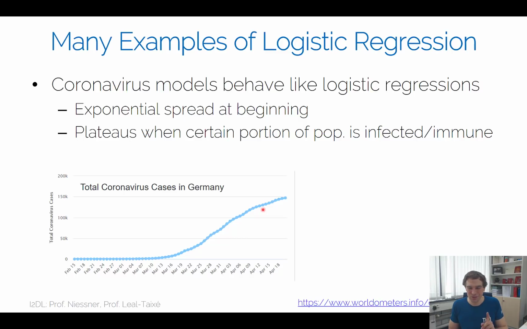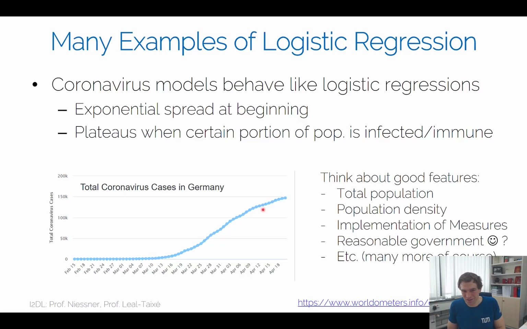And this is what machine learning models are actually pretty good at. Now the interesting thing is, of course, you have to choose the model. We'll get to this in a second. But the big question is, what features do you want to use? This is something that you still have to do by hand for most of these machine learning models. If you're talking about the corona curves, there's a lot of features: population density, implementation of measures, a reasonable government, right? Like, what's your government doing?